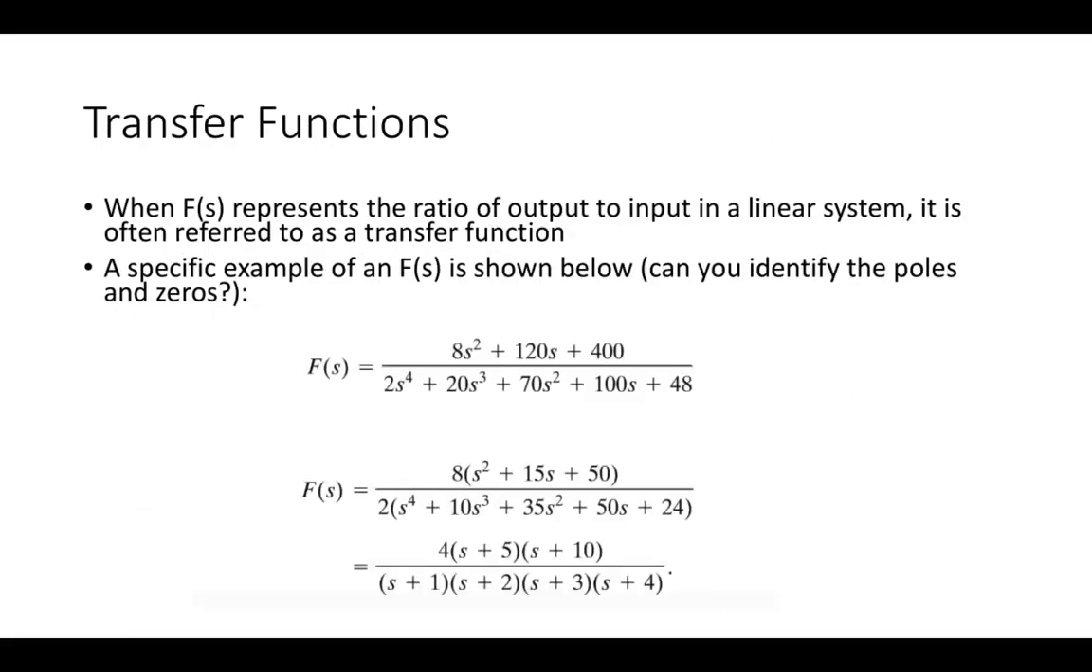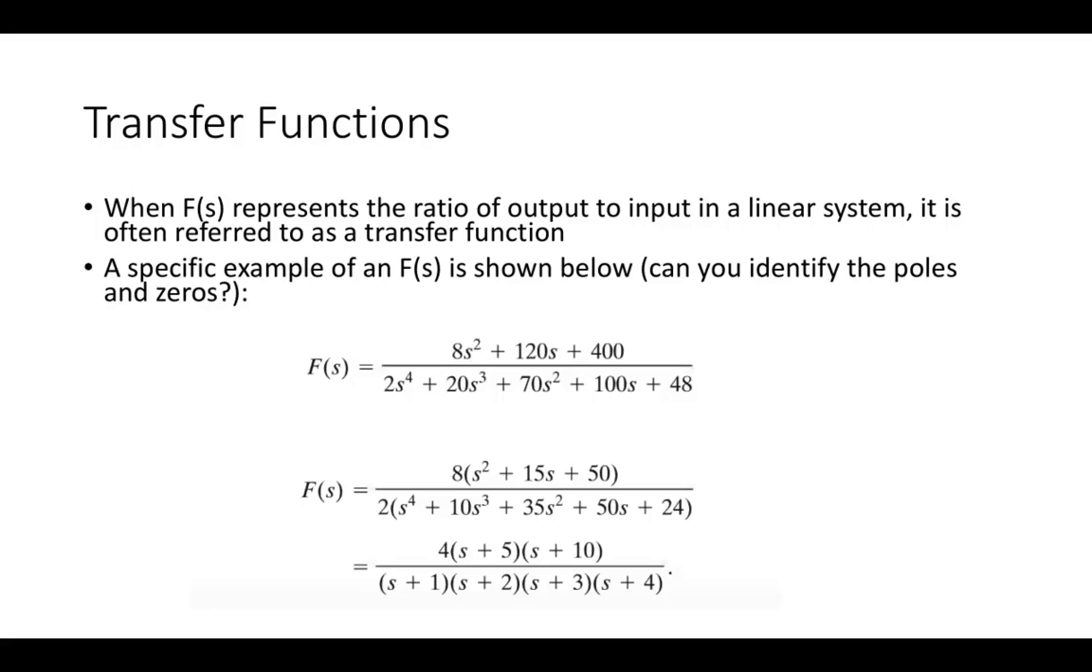So here's an example with some numbers. So you see the numerator, denominator. First of all, the constant is factored out, written as 8 over 2 and later as 4. And then each term now has its highest order term in S with a coefficient of 1. So the numerator is factored into 5 and 10. The denominator is factored into 1, 2, 3, and 4. Now if you're going to do identification of poles and zeros, you need to factor both numerator and denominator.